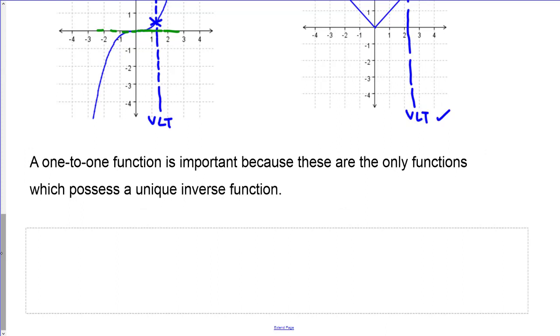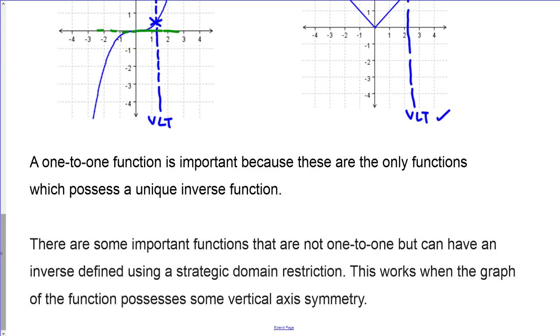So a one-to-one function is important because these are the only functions which possess a unique inverse function. And there are some important functions that are not one-to-one, but can have an inverse defined using a strategic domain restriction. This works when the graph of the function possesses some vertical axis symmetry.